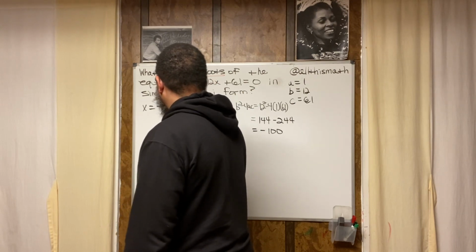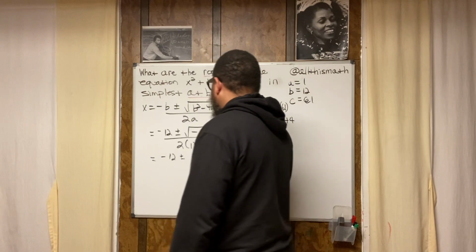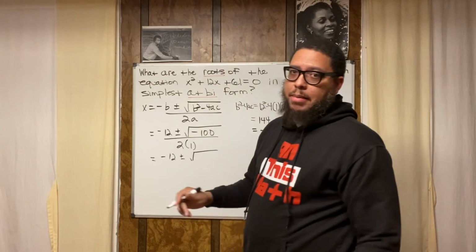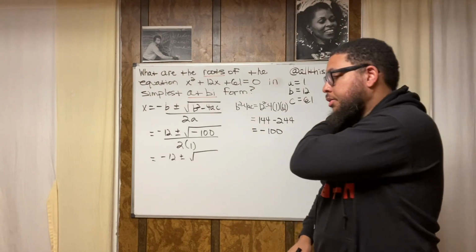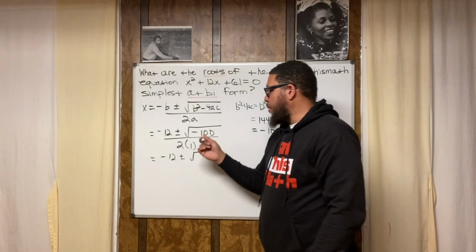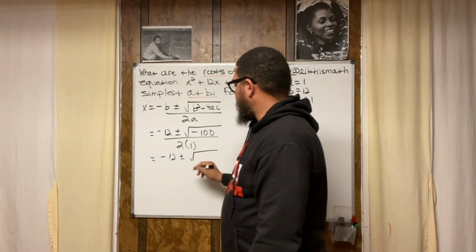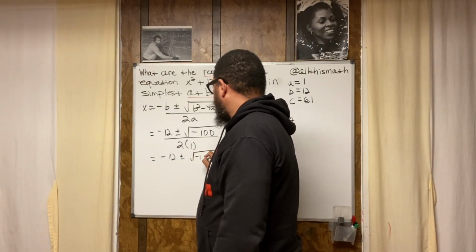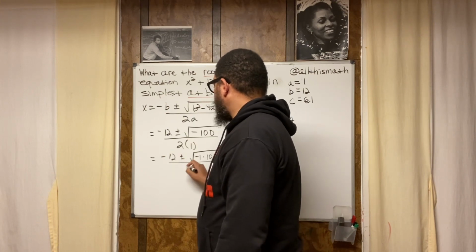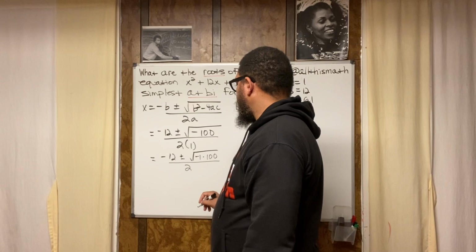And then I got negative 12 plus or minus. Now, let me show you what's going to happen. This is how we deal with imaginary numbers. This is how we get imaginary numbers. This negative sign really represents a negative 1 being multiplied by 100. So let's think about it like this. Negative 1 times 100. And then my denominator is 2 times 1, so that's 2, right?